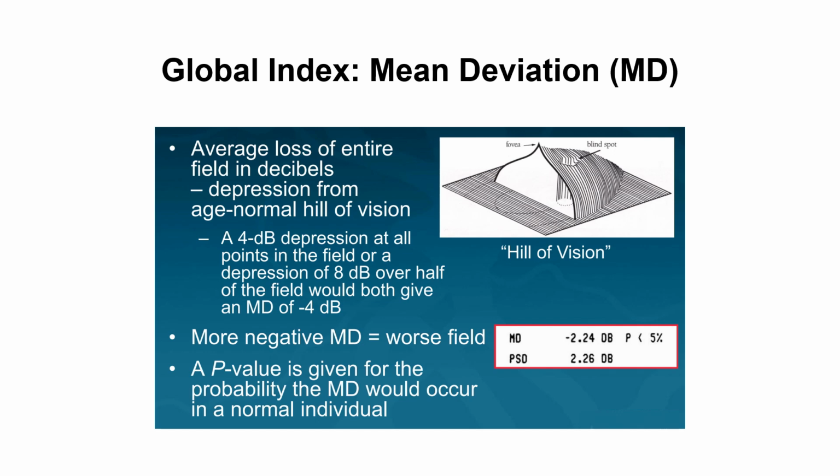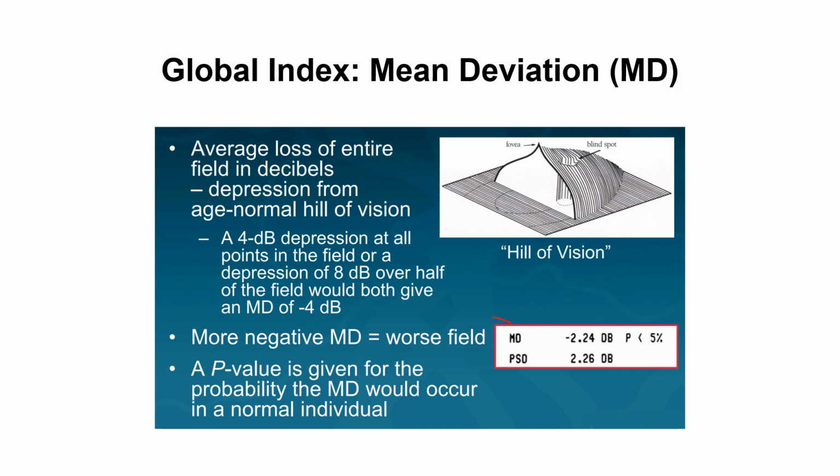So this average loss of the entire field in decibels, compared to the age-normal corrected data, gives you the mean deviation. For example, if you have a patient with minus 4 decibels, it means that on average he has 4 decibels of loss compared to the normal age-adjusted population. It means that he has 4 decibels of depression at all points in the field, or a depression of 8 decibels over half of the field. Both of them would give an MD, or mean deviation, of 4 decibels.